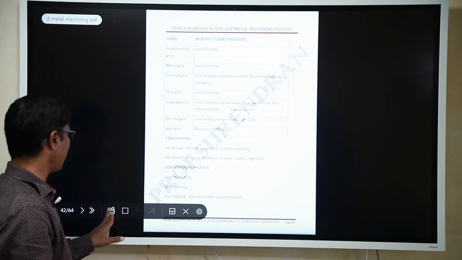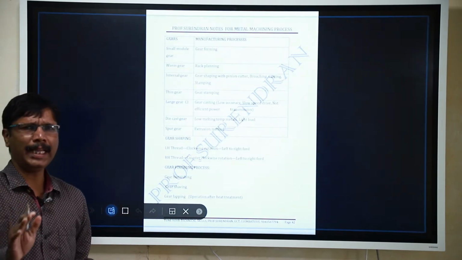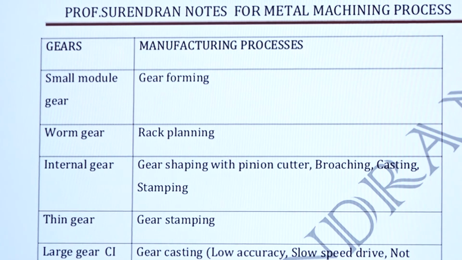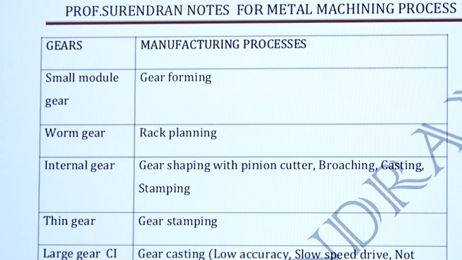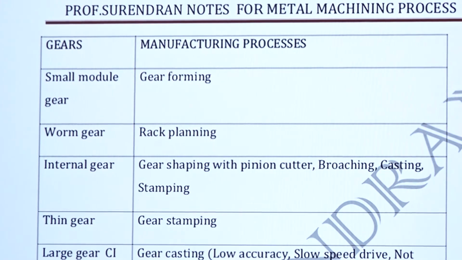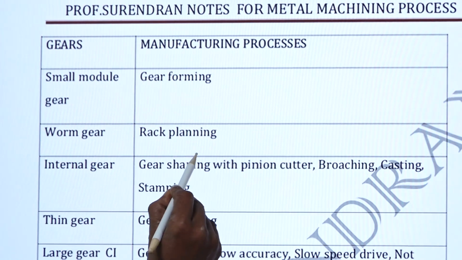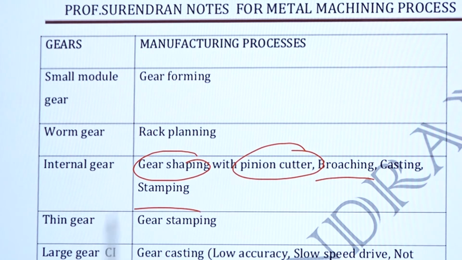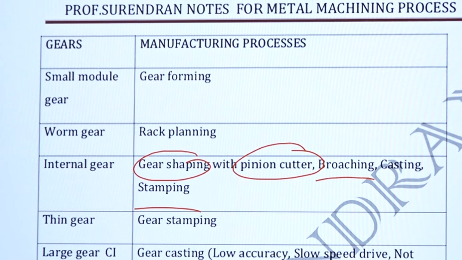Next, what are the gears made by different processes? For small module gears, we go for gear forming operation. A worm gear is made by rack planing. An internal gear is made with gear shaping with a pinion cutter, or broaching; stamping can also produce internal gears.